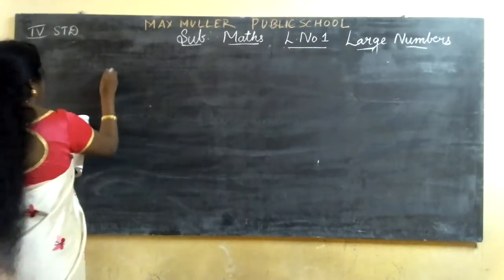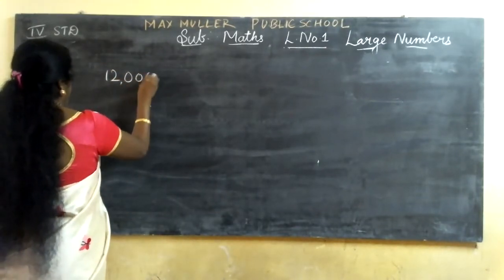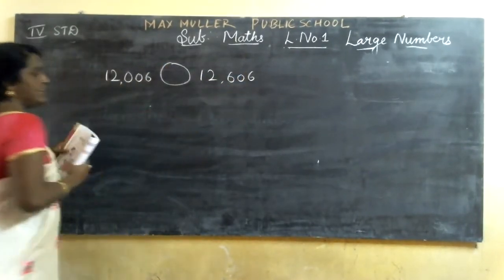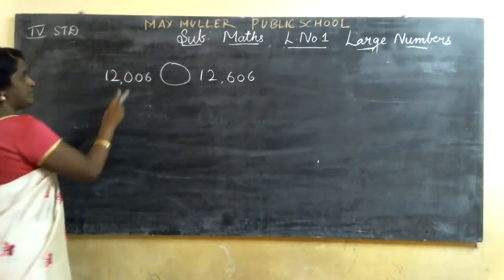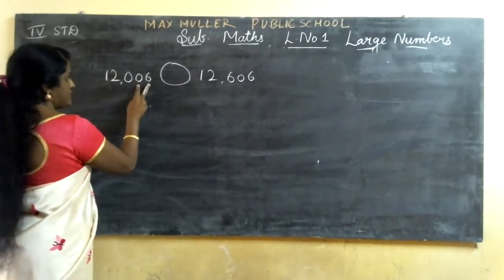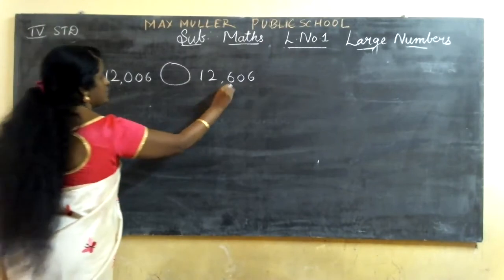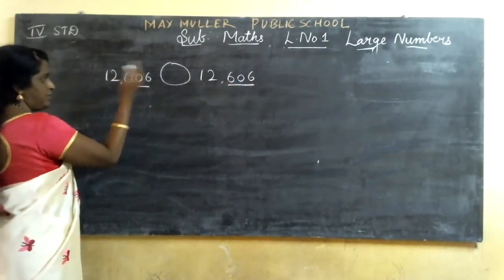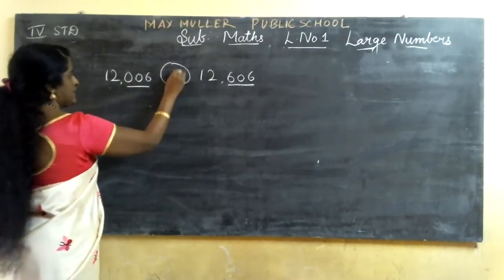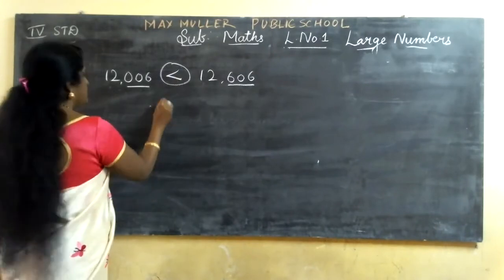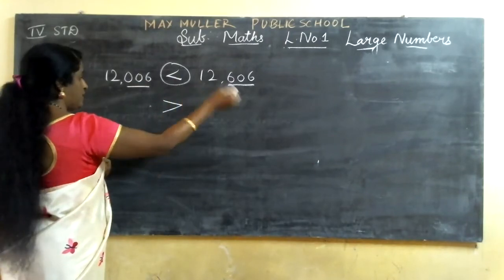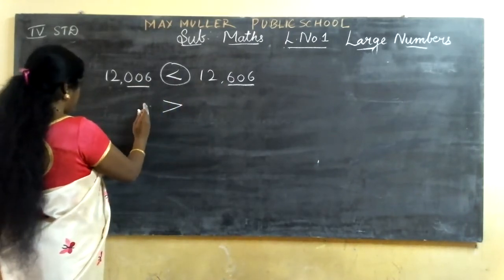Compare using the symbols. So greater than sign, less than or equal. So this is equal, or less, or greater, you should see. 12,000, 12,000 same. Here 6, here 606. So we should see the next number. Here 12 is same, so I saw the next number. Here 0 is there, 600 is there. 100 plus 600, here 0. So this is greater. Second one is this side. 42,634 and 42,436. Here 64 is greater.